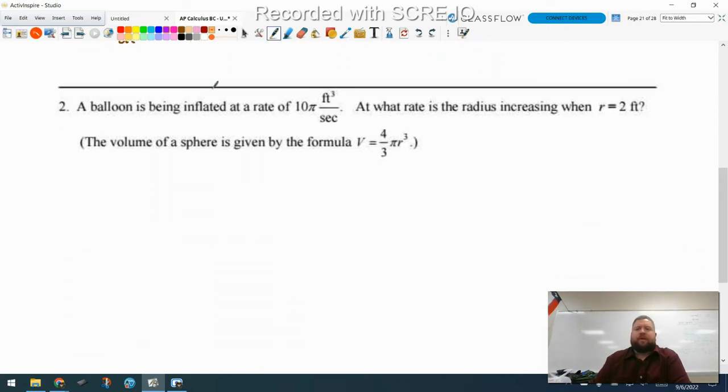We have a balloon being inflated at a rate of 10 pi feet cubed per second. So we're going to write down what we know.